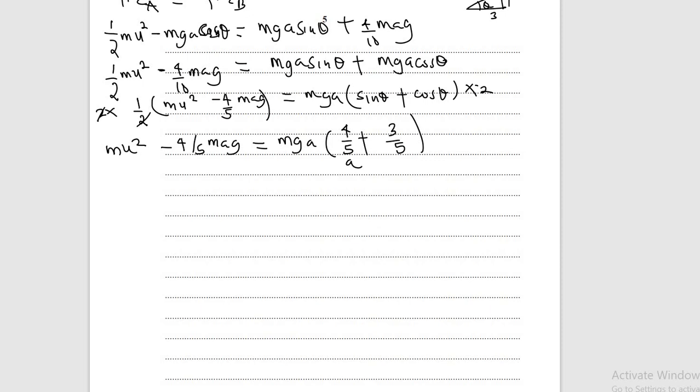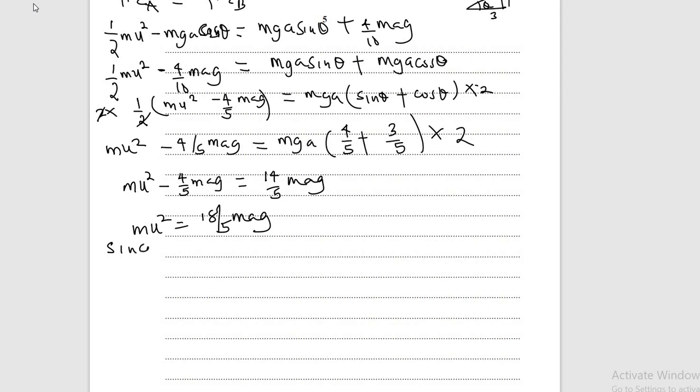So we have, there's a 2 here, if you remember. When I multiply both sides by 2, there's a 2 here. So at the end of the day, I have mu squared minus 4 over 5 MAG equal to, when you do this, we're going to have 14 over 5 MAG. So mu squared will be, collect the like terms, 18 over 5 MAG.